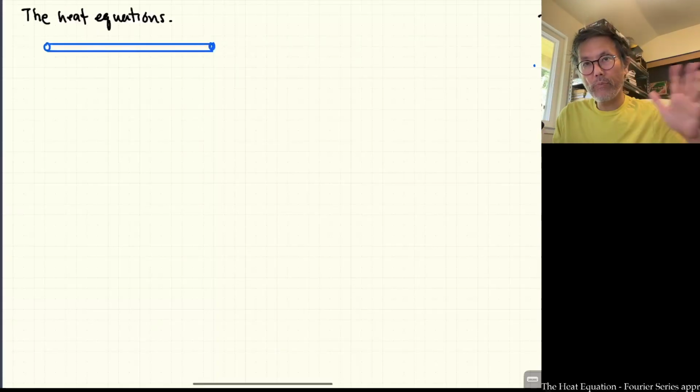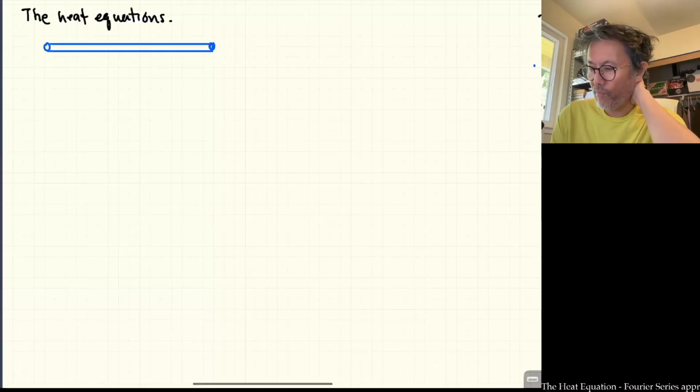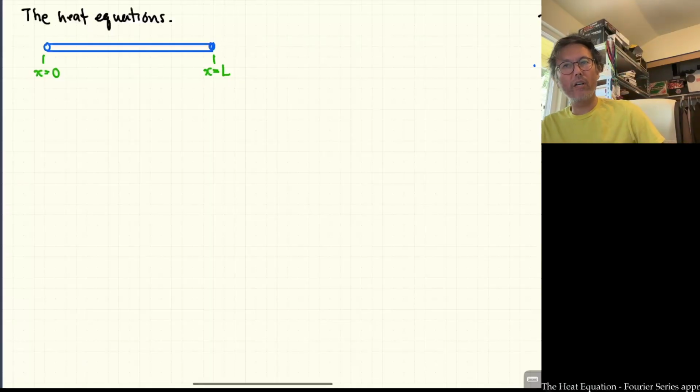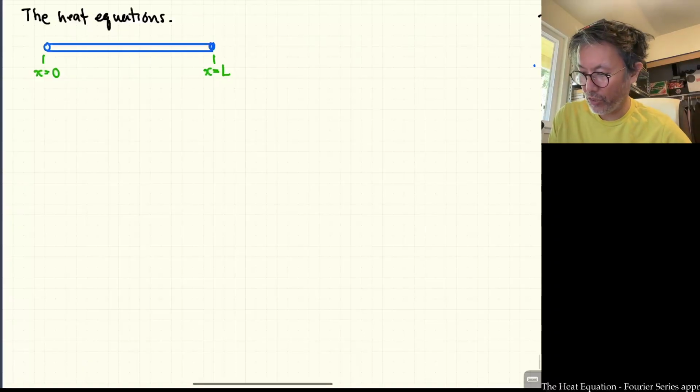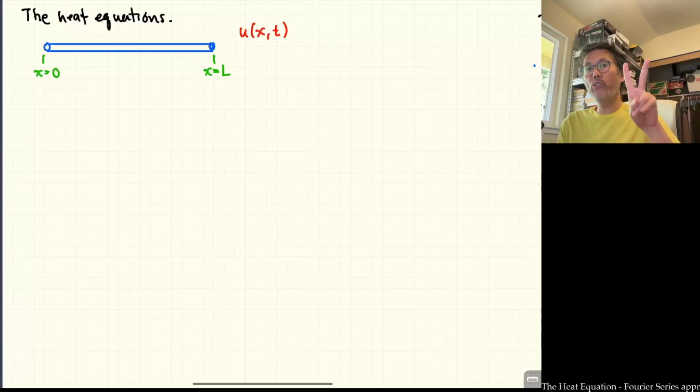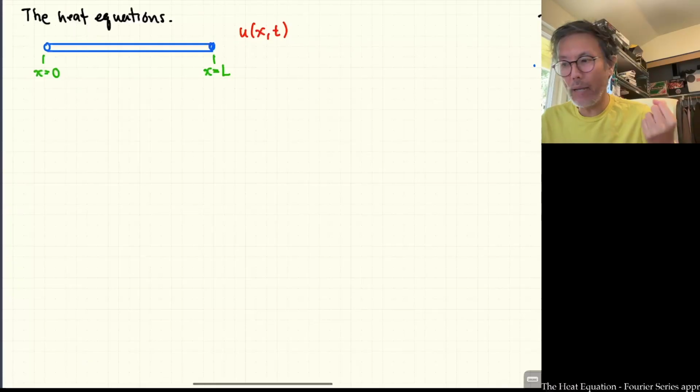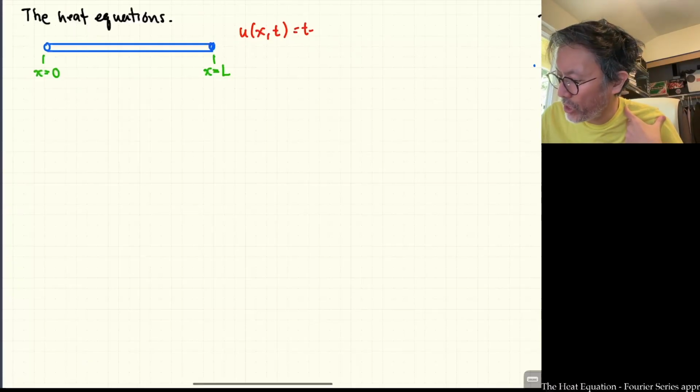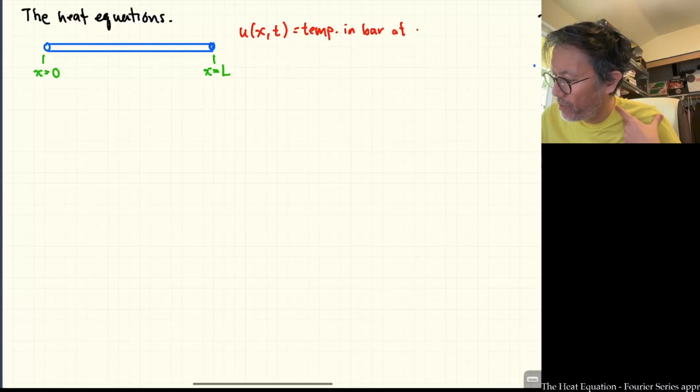But we have something like this, and we'll set up a coordinate system in which this side here is x equal to 0, and this side over here is x equal to L. So we'll track positions along this bar using x. And what we're interested in understanding is this quantity u of x comma t. This is a function of two variables, x and t. x will represent position along the bar, t will represent time. So u of x, t will be the temperature in the bar at position x and time t.